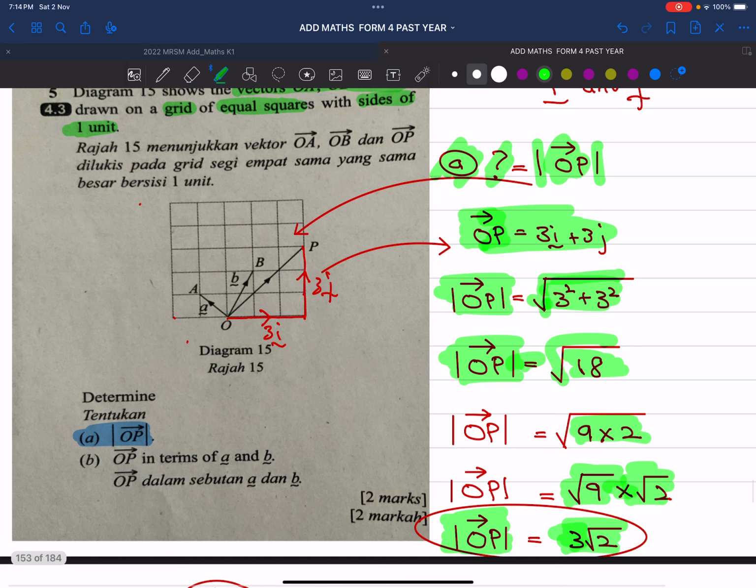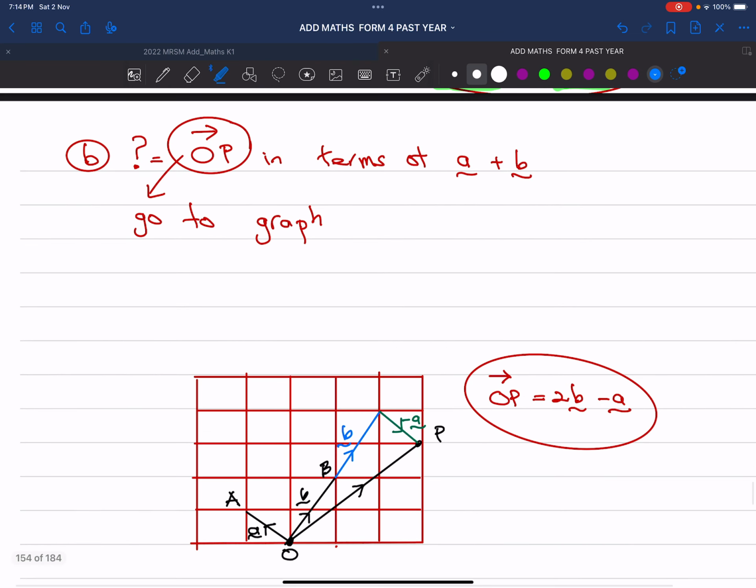We look at the second part. What is the question asking in the second part? B. Find the vector OP in terms of the vector a and vector b. Where are the vectors a and b? This is the vector a. I highlight this is the vector b. Okay, now we look at part B.